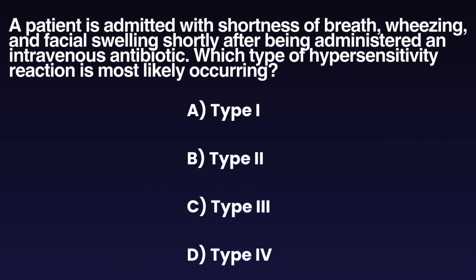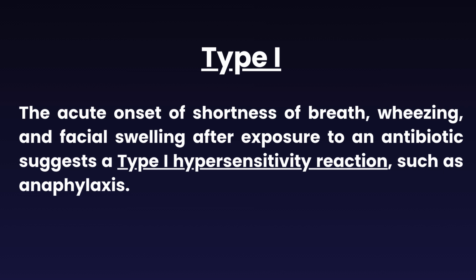A patient is admitted with shortness of breath, wheezing, and facial swelling shortly after being administered an intravenous antibiotic. Which type of hypersensitivity reaction is most likely occurring? A. Type 1. B. Type 2. C. Type 3. D. Type 4. Correct answer: A. Type 1. The acute onset of shortness of breath, wheezing, and facial swelling after exposure to an antibiotic suggests a type 1 hypersensitivity reaction, such as anaphylaxis.